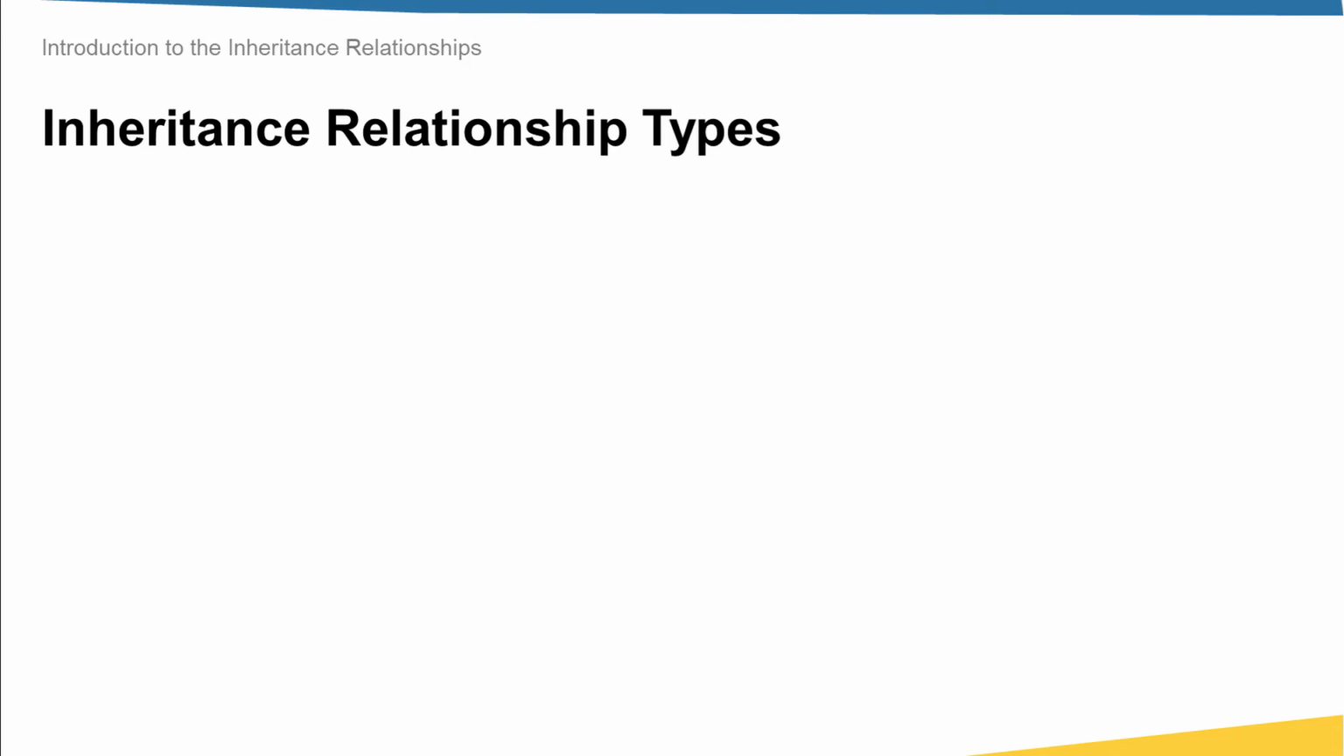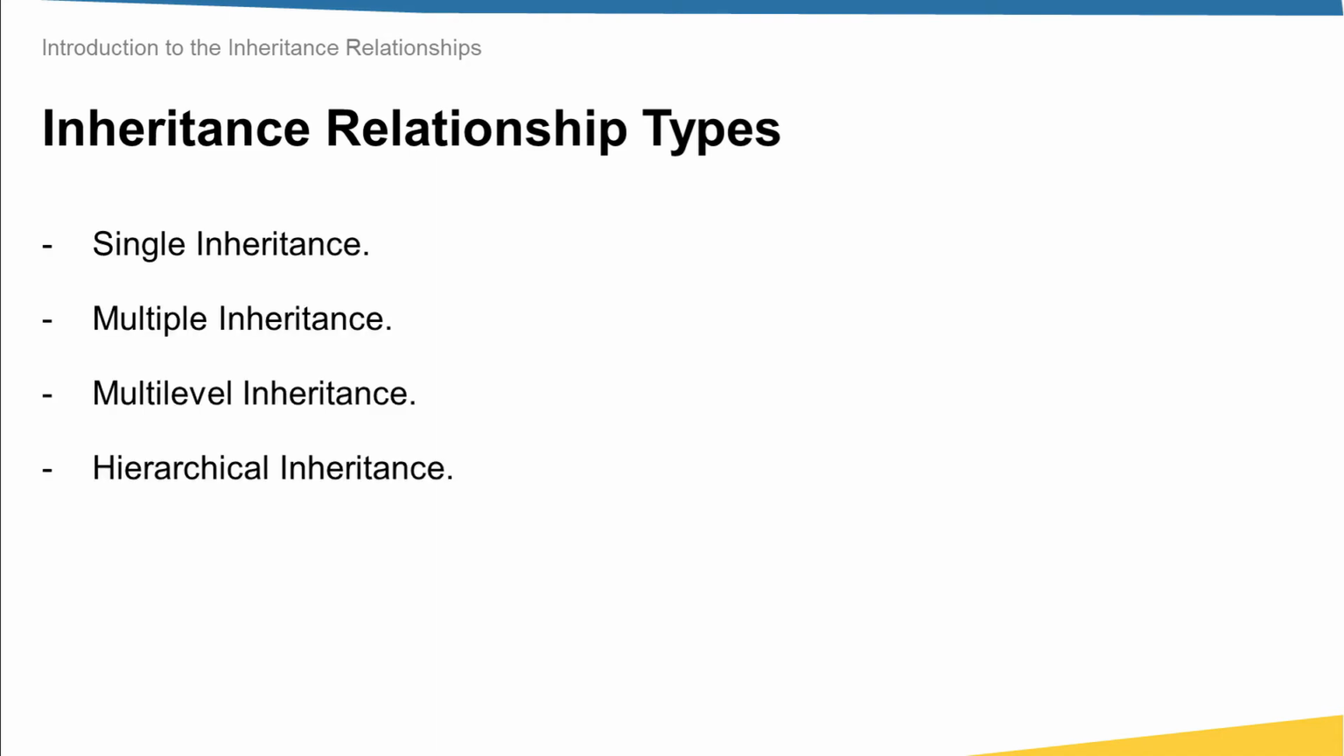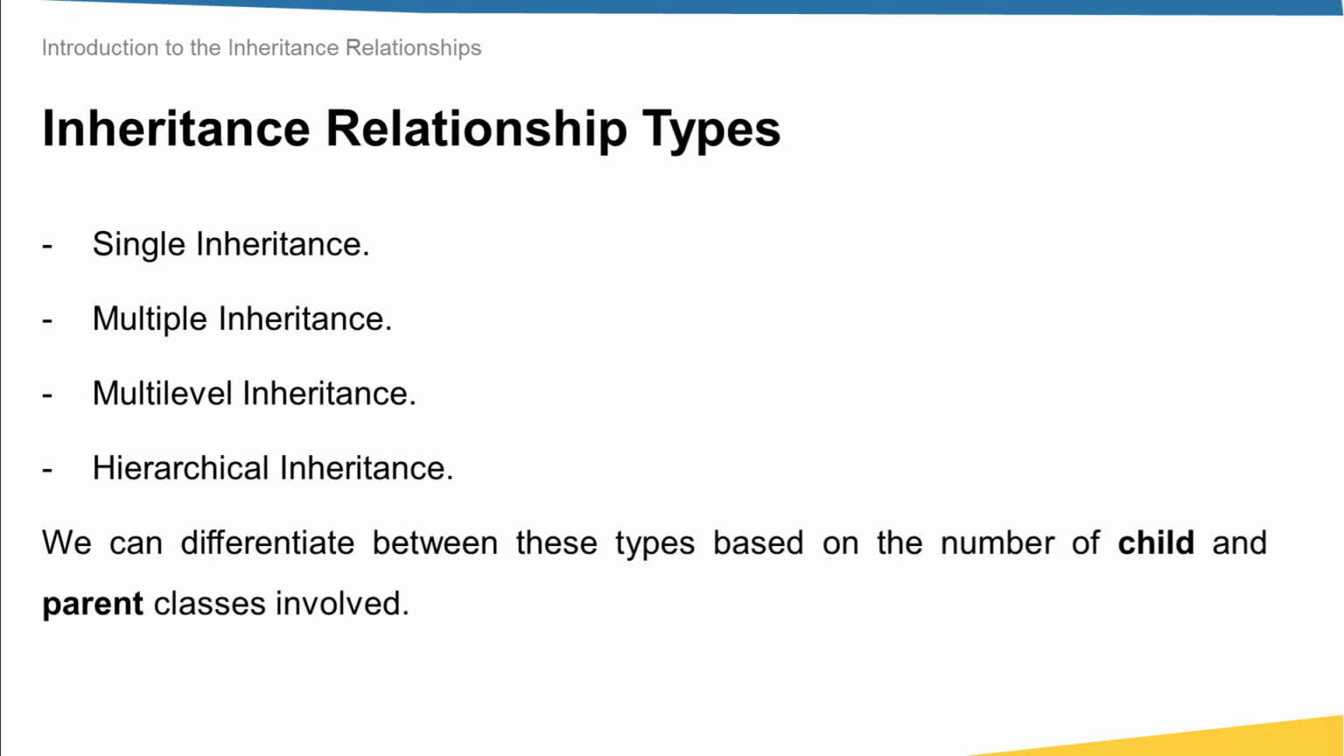When we talk about inheritance, we have to know that we have multiple types of this relationship, and these types are single, multiple, multi-level, and hierarchical inheritance. And if you want to differentiate between these relationship types, all you have to know is the following: usually we differentiate between them based on the number of child and parent classes involved in the relationship.